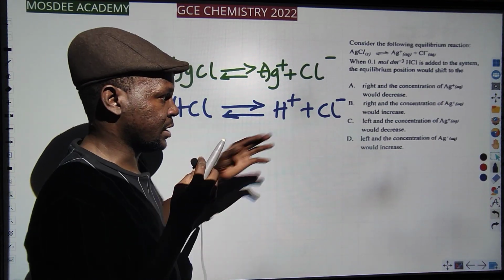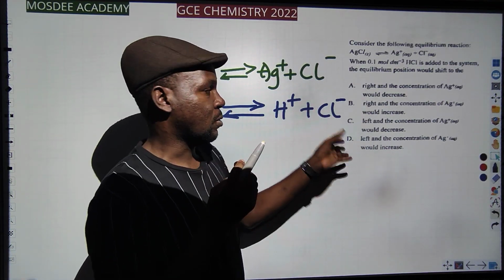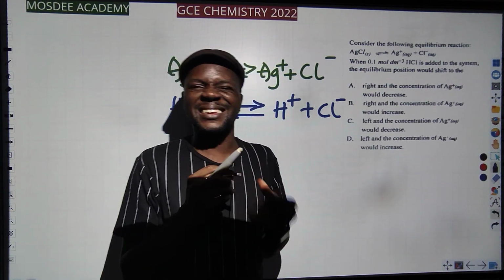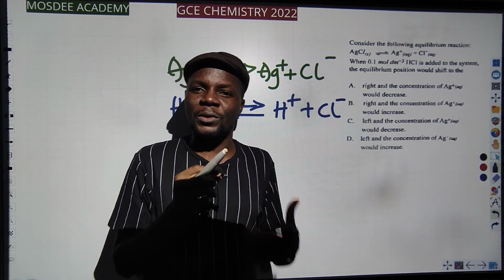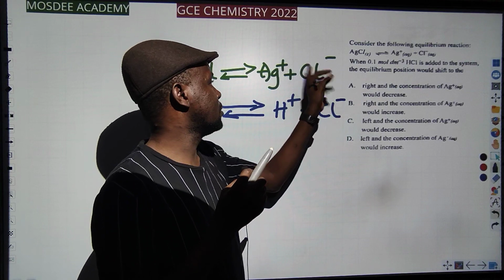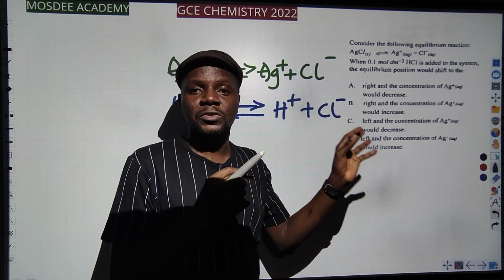Now, guys, what do you see here? The chloride ion is what is increasing, because there is chlorine here and there is chlorine here. So what do you expect?